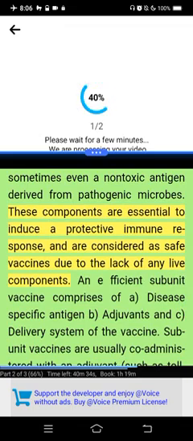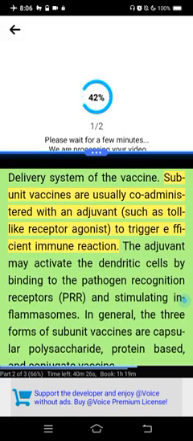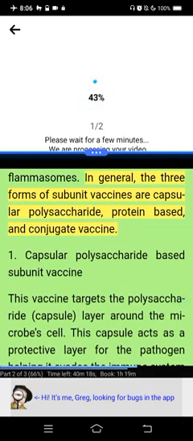These components are essential to induce a protective immune response and are considered as safe vaccines due to the lack of any live components. An efficient subunit vaccine comprises of a disease-specific antigen, adjuvants, and a delivery system of the vaccine. Subunit vaccines are usually co-administered with an adjuvant such as toll-like receptor agonist to trigger efficient immune reaction. The adjuvant may activate the dendritic cells by binding to the pathogen recognition receptors, PRR, and stimulating inflammasomes. In general, the 3 forms of subunit vaccines are capsular polysaccharide, protein-based, and conjugate vaccine.